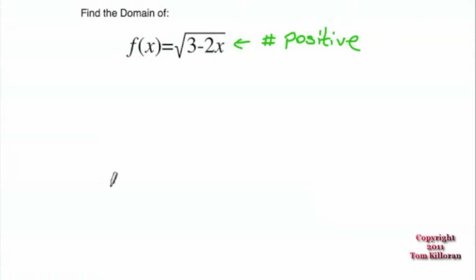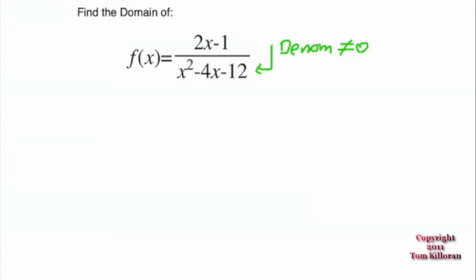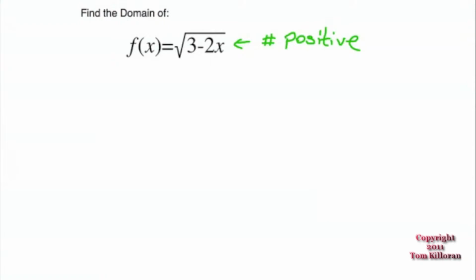If you have a polynomial function, all real numbers. If you have a fractional function, then you have to worry about the denominator and making sure that it's not equal to 0 for any values of x. That doesn't mean x equals 0 is part of that. Not always. And then if you have a square root, you have to worry about the inside, in this case 3 minus 2x, has to be positive.